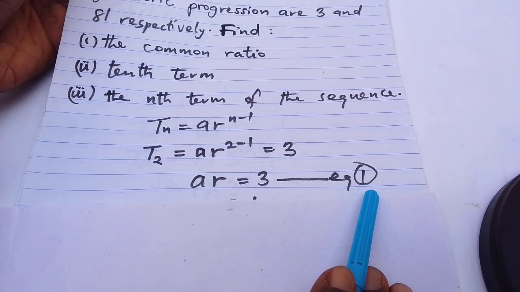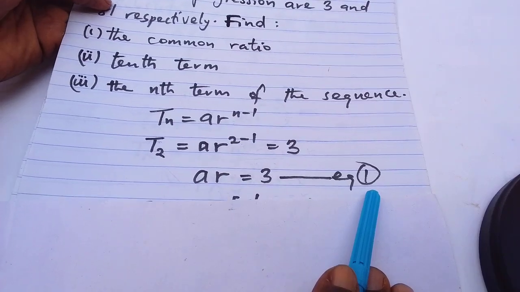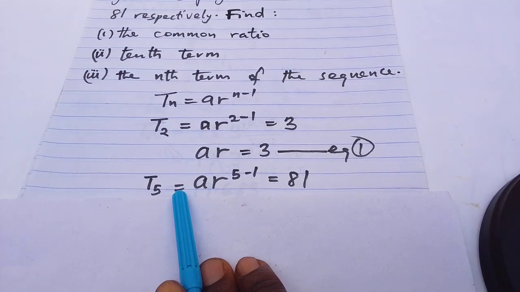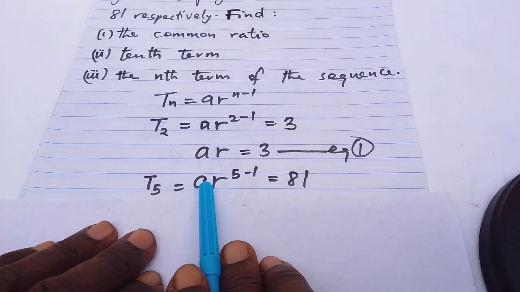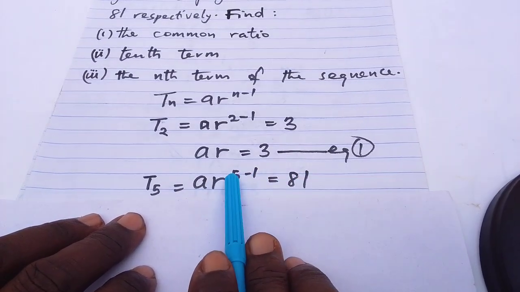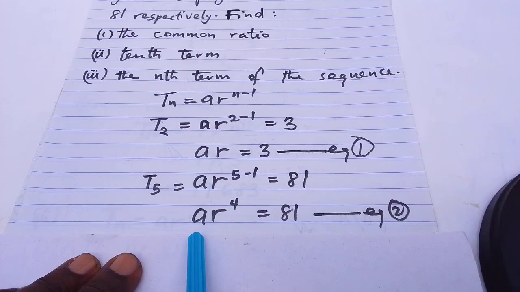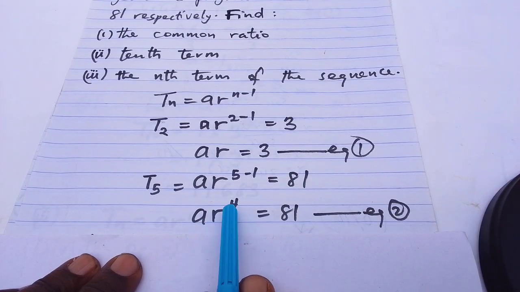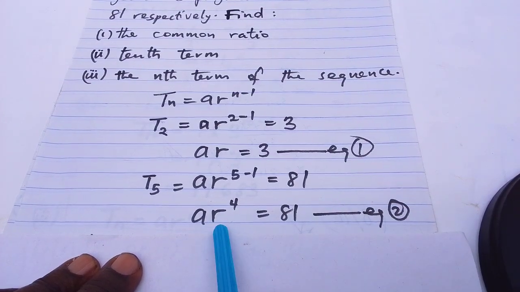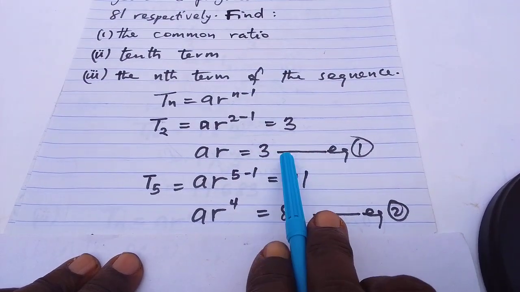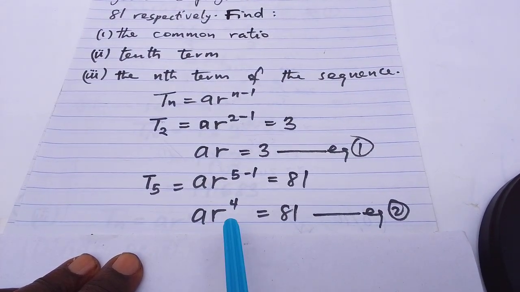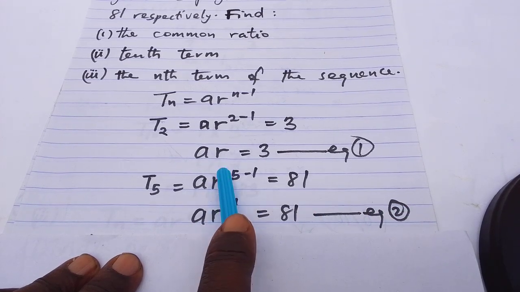We are told also that the fifth term is 81. So again, you substitute that into the formula for the nth term. The fifth term is equal to AR raised to power n minus 1, which is 5 minus 1, equal to 81. 5 minus 1 gives us 4, so AR raised to power 4 is equal to 81. This is equation 2. To solve these two equations simultaneously, since they are multiplications, you are going to divide equation 2 by equation 1.